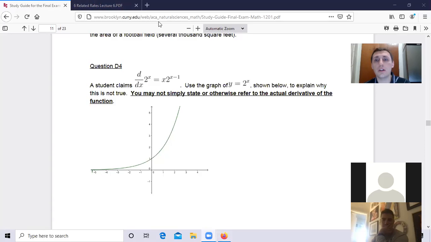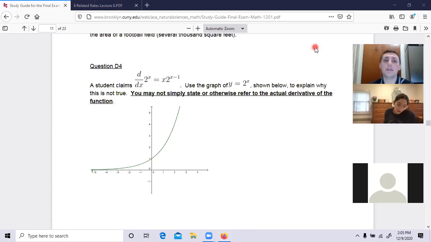So here is your next question, D4. A student claims that the derivative of 2^x is x times 2^(x-1). Use the graph of y equal to 2^x shown below to explain why this is not true. So you look at this thing and you tell me, why is that not true? Let's see.